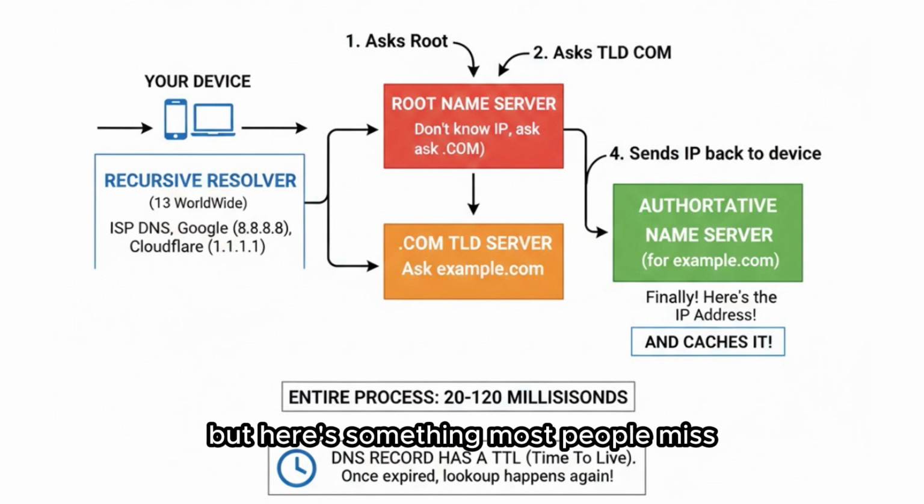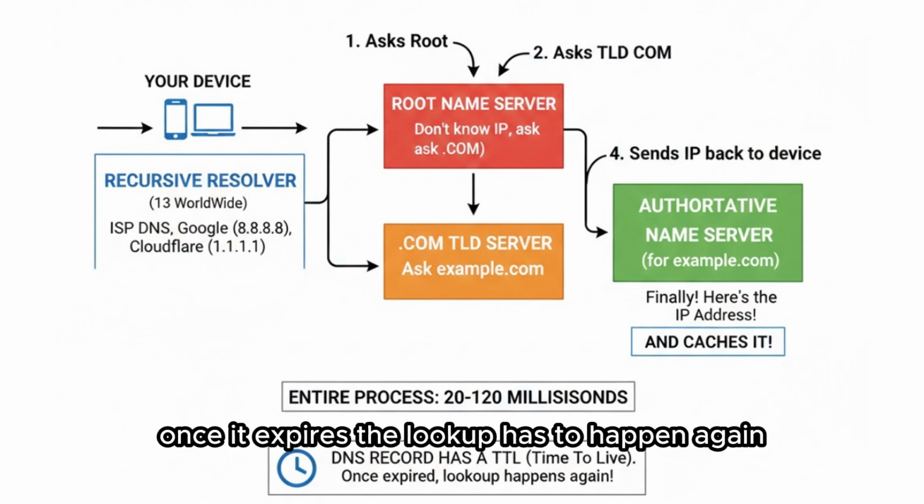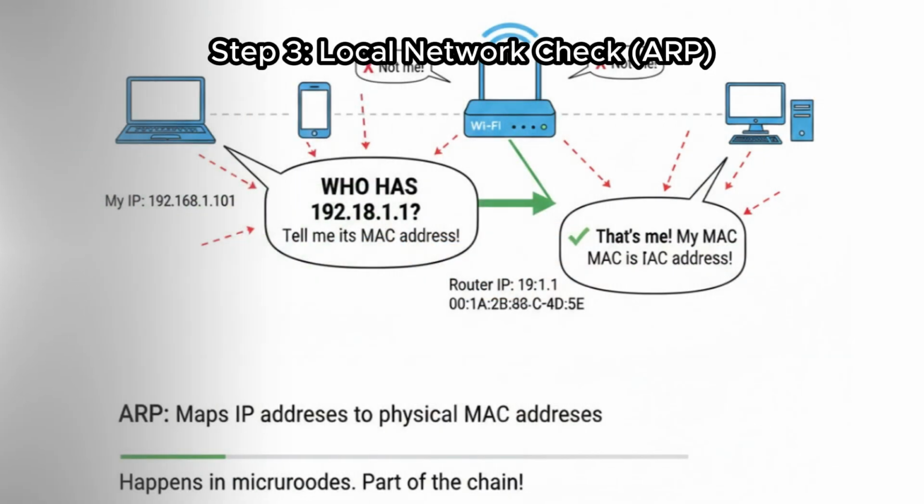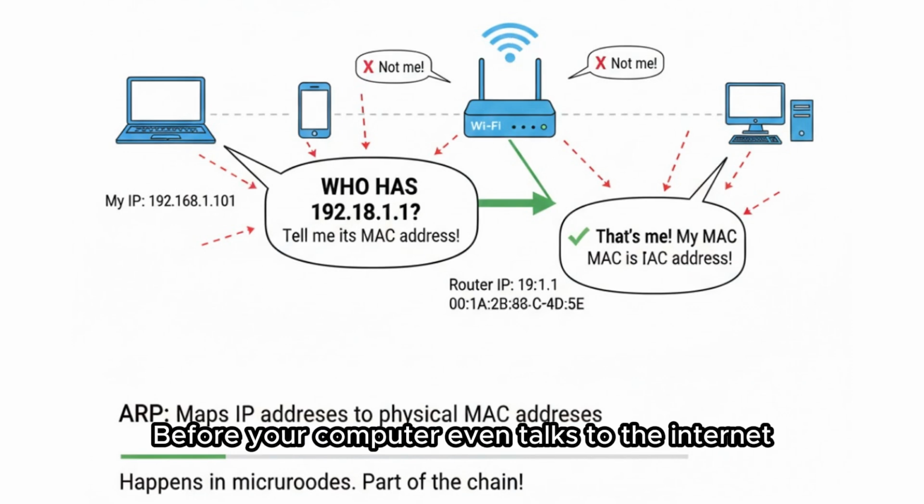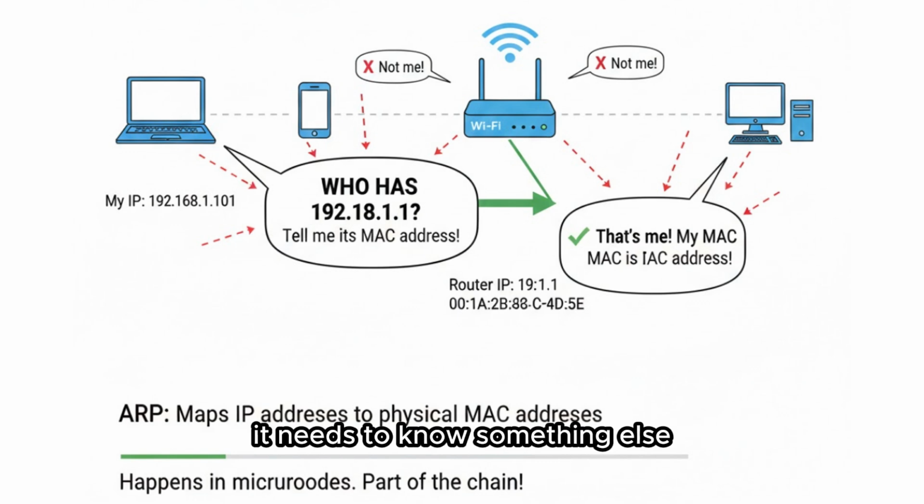But here's something most people miss. Each DNS record has a TTL, time to live. Once it expires, the lookup has to happen again. Step 3. Local network check, ARP. Before your computer even talks to the internet, it needs to know something else. What's the MAC address of the router?